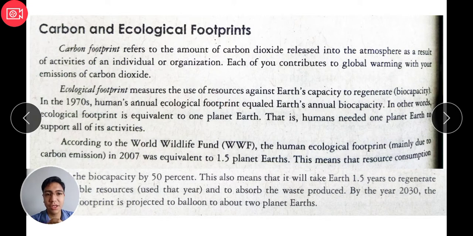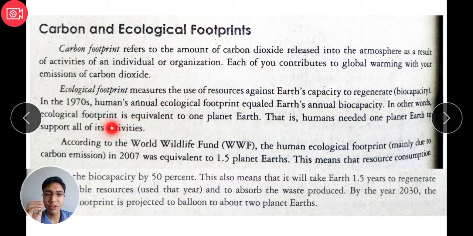Okay, to regenerate biocapacity. So, para sa paggamit natin. So may resources yung Earth and then ginagamit natin. So in 1970s, humans' annual ecological footprint equaled Earth's annual biocapacity. So yung biocapacity ng Earth na resources ay napupunan yung pangangailangan natin. Okay, yung kakayahan ng Earth mag-produce ng resources napupunan. Okay, that is our ecological footprint.